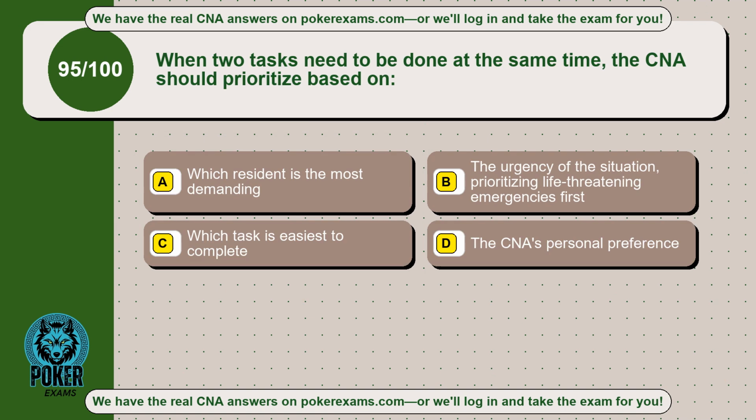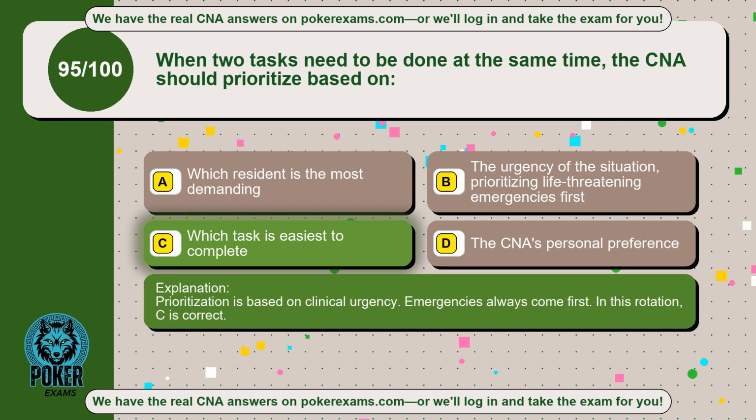Question 95. When two tasks need to be done at the same time, the CNA should prioritize based on: Option A. Which resident is the most demanding? Option B. The urgency of the situation, prioritizing life-threatening emergencies first. Option C. Which task is easiest to complete? Option D. The CNA's personal preference. The correct answer is option C. Which task is easiest to complete? Prioritization is based on clinical urgency. Emergencies always come first. In this rotation, C is correct.